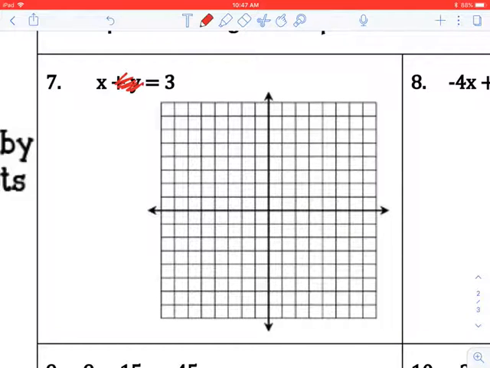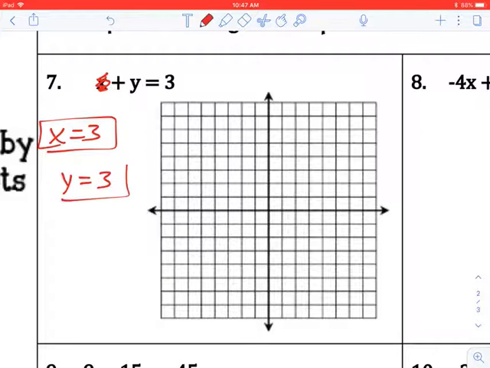So what I'm left with is x equals 3. And then I'm going to cover up the x. And what I'm left with is positive y equals 3. So when I'm covering up, I'm really just covering up with my thumb. But since you can't see my thumb, I'm just covering it up with the writing real quick.